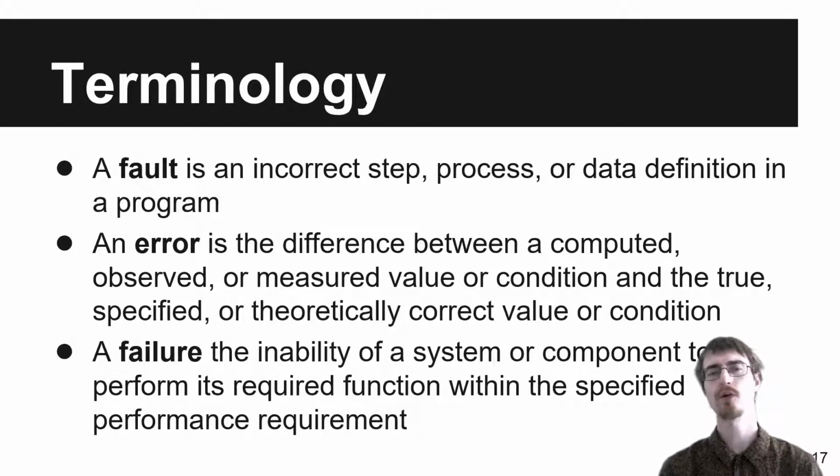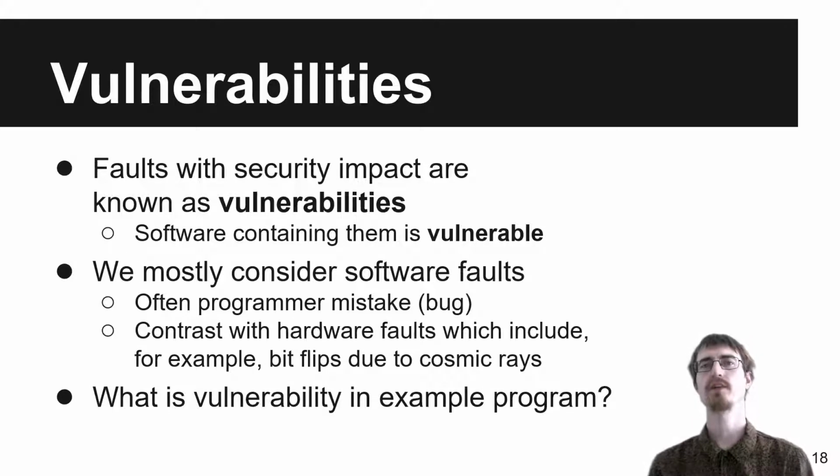Right? So a fault is made when writing the program. It can result in an error at runtime, and this error in turn may or may not result in failure. And only by the time we get to the failure do we actually see that something is wrong. So now we get to the security specific terminology, namely vulnerabilities. What is a vulnerability? Well, a vulnerability is a fault, and in particular, one that has a security impact.